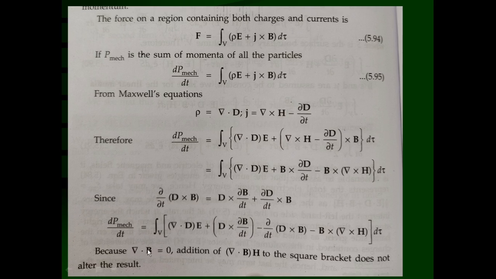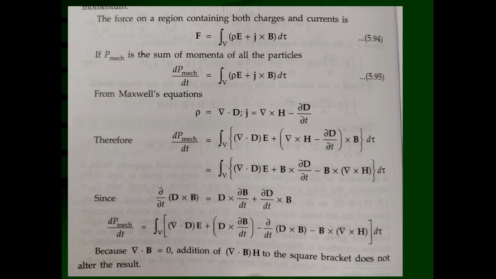Now divergence of B is equal to 0. So addition of divergence of B into H to the square bracket does not alter the result, because we want to make a symmetry, divergence of D into E plus divergence of B into H. So to make a symmetry we are adding this term, because divergence of B is equal to 0, divergence of B into H is also going to be 0. It makes no difference to the result. So we are adding here. So divergence of D into E plus divergence of B into H will be there, and ∂B upon ∂t is nothing but, from Maxwell's third equation, that is curl of E is equal to minus ∂B upon ∂t.